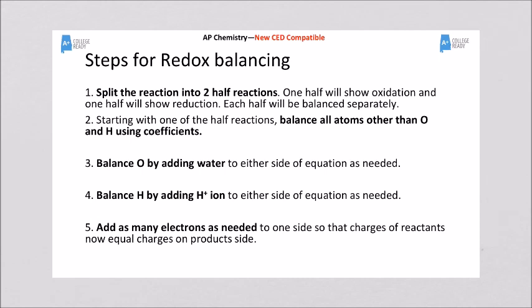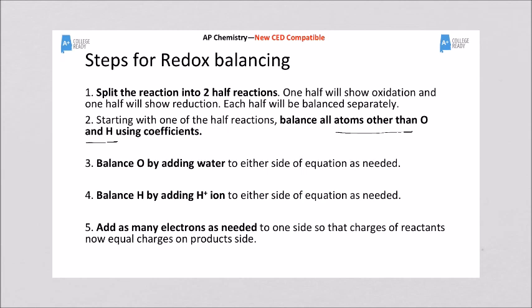And when I mean two halves, I mean what's being oxidized will be one, and what is being reduced is the other. So we'll balance each half of the reaction separately, and then at the end, we will combine them to come up with our total overall balanced equation. All right, so we're going to start with one of the halves. First, I'll make sure all atoms other than oxygen and hydrogen are balanced using my coefficients, so that's nothing different.